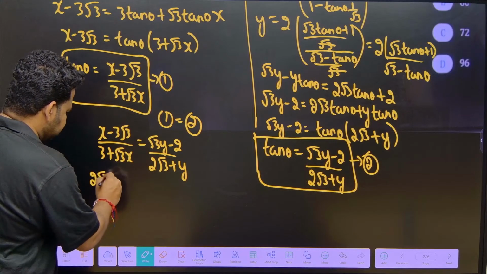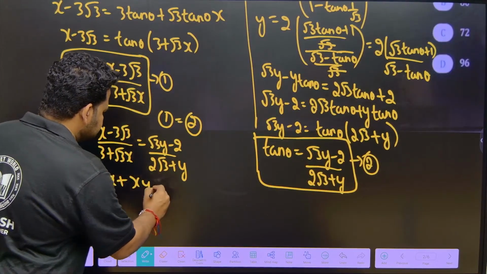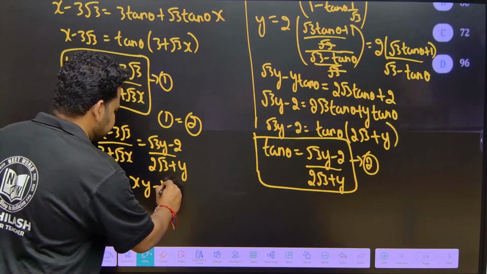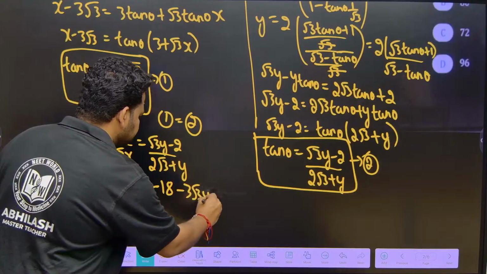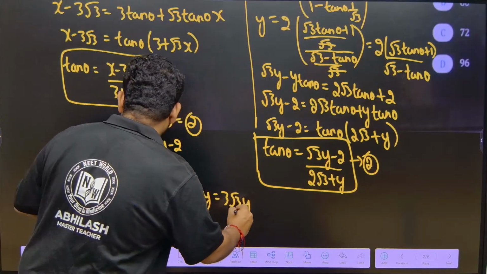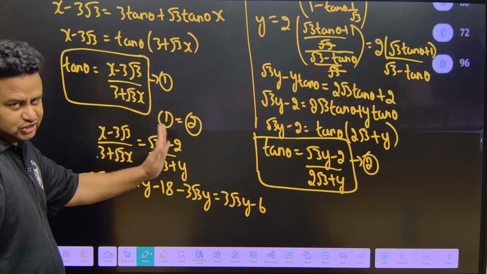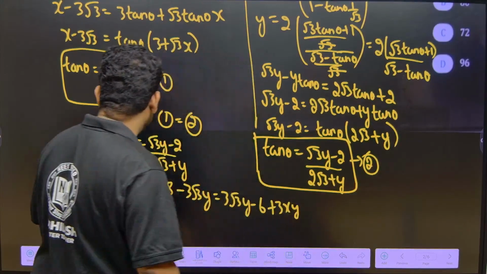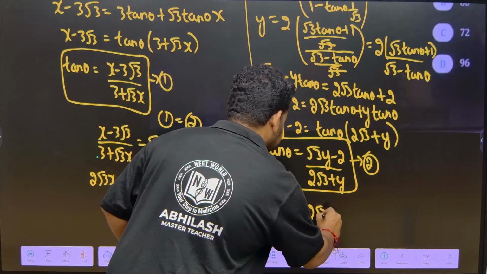This will become 2 root 3 x plus xy, minus 3 into 2 is 6, root 3 into root 3 is 3, so 6 into 3 is 18, minus 18, minus 3 root 3 y is equal to 3 root 3 y minus 3 2s are 6, plus root 3 into root 3 is 3, so 3xy, plus into minus minus 2 root 3 x. This is what we have.